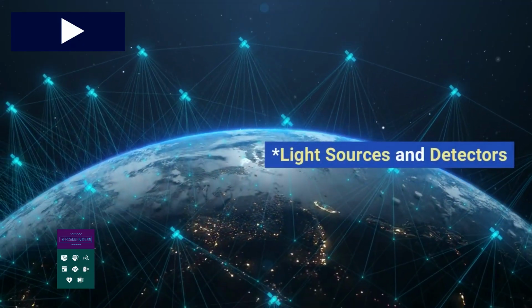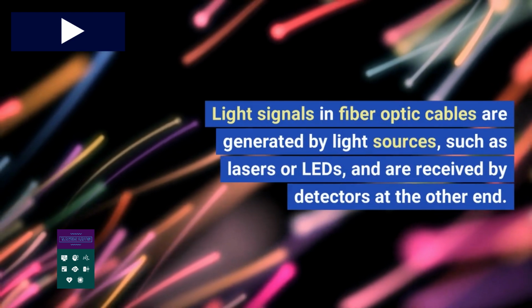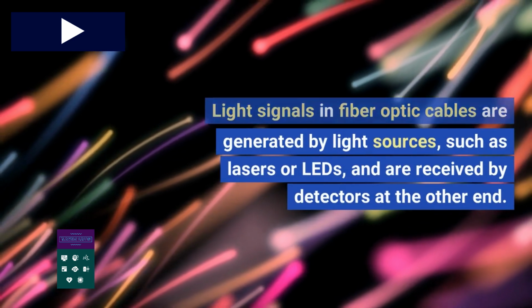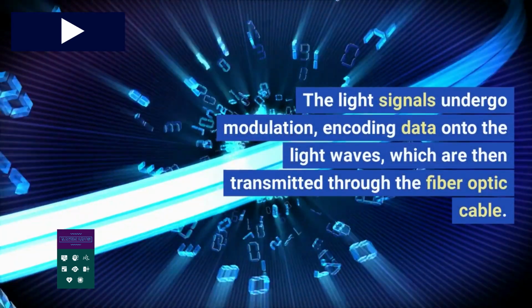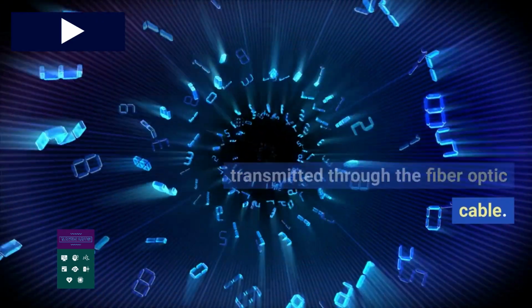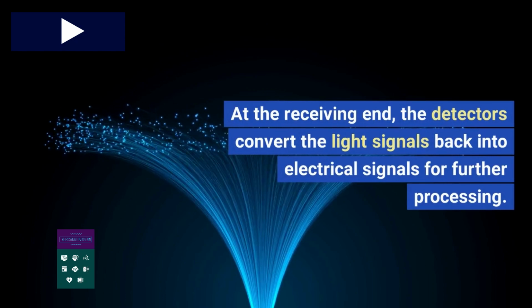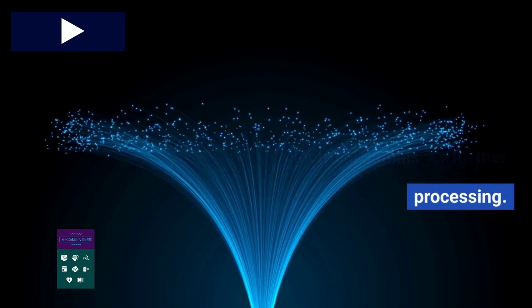Light sources and detectors. Light signals in fiber optic cables are generated by light sources, such as lasers or LEDs, and are received by detectors at the other end. The light signals undergo modulation, encoding data onto the light waves, which are then transmitted through the fiber optic cable. At the receiving end, the detectors convert the light signals back into electrical signals for further processing.